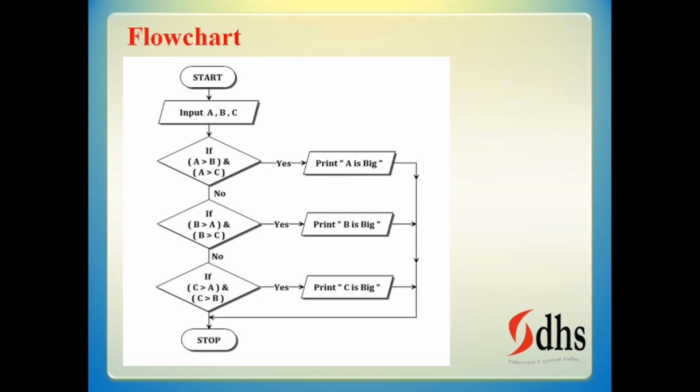You see, start. Input A, B, C. If A is greater than B and A is greater than C, yes means print A is big. No means we are checking if B is greater than A and B is greater than C, yes means it will print B is big. No means if C is greater than A and C is greater than B, yes means print C is big. Then it will go to stop. It is the flowchart for the previous algorithm.